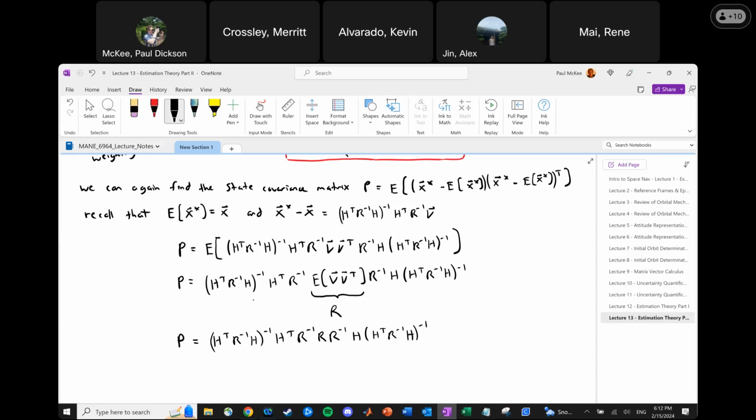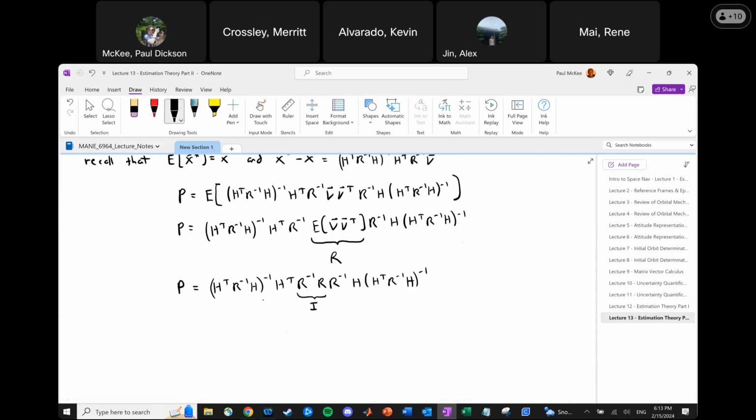Okay, so here's the fun part. R inverse R, or R R inverse, either way, that's just the identity matrix, which we can leave out of our math, right? If you're doing R to something and then you're undoing R, or if you're undoing R and then you're doing R, it cancels out. So that simplifies. It's so much fun when things start to simplify. So now we get H transpose R inverse H transpose R inverse H inverse.